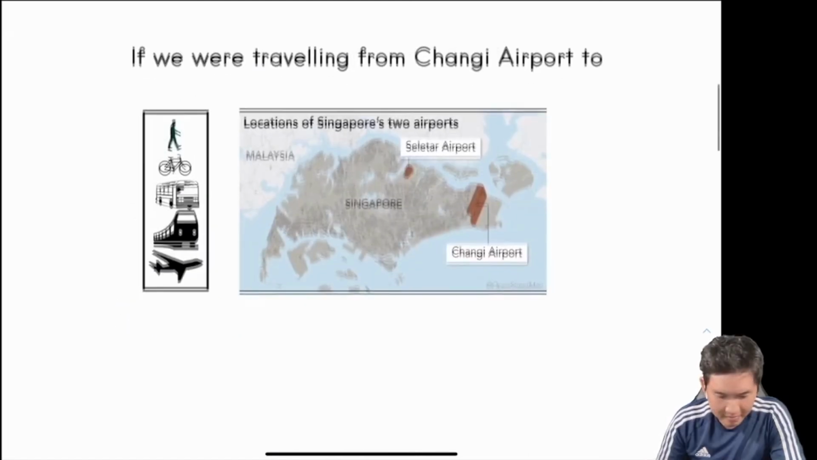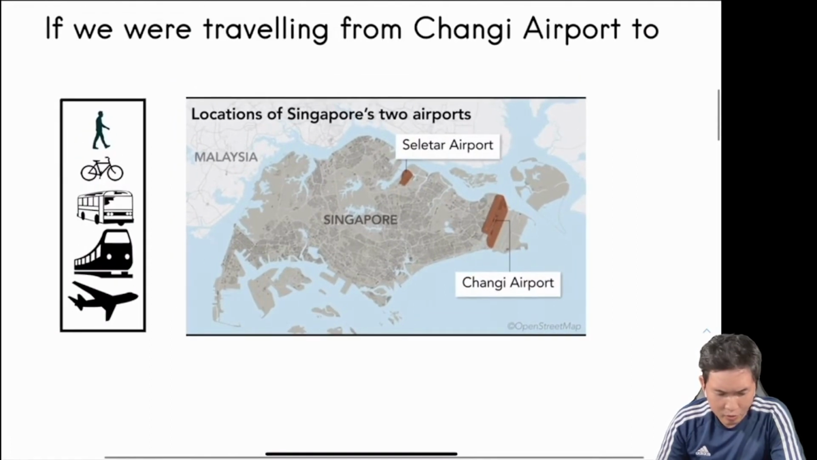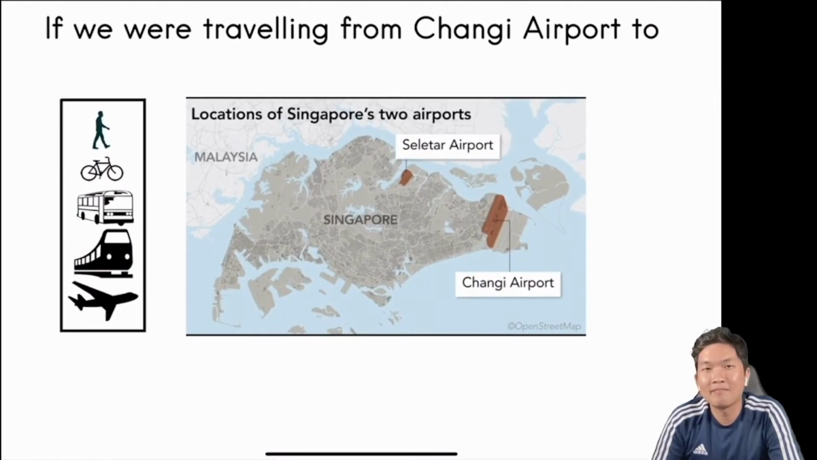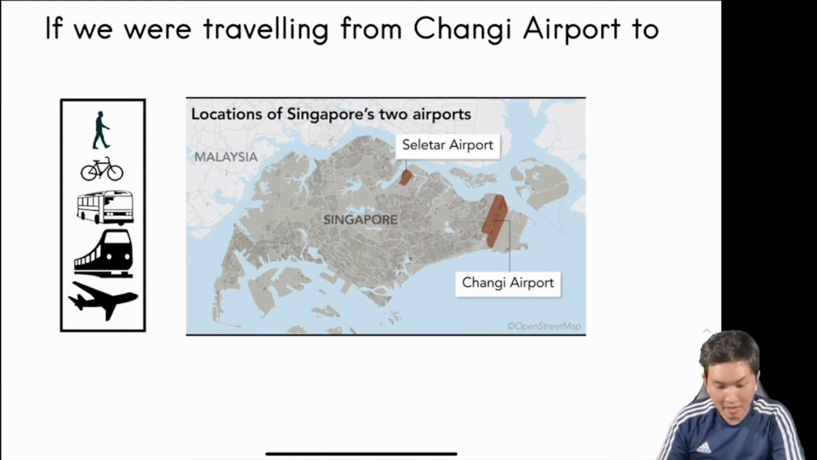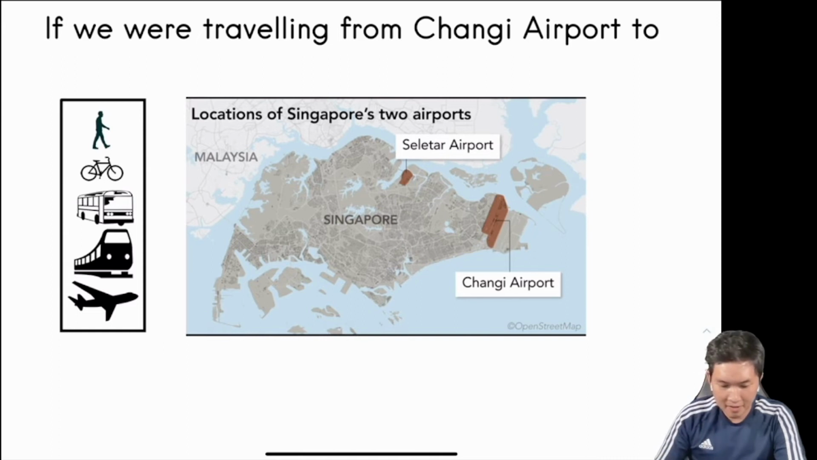Say you're traveling from Changi Airport to Seletar Airport now. Would you still pick the train? Is it the cheapest? Is it the fastest? If it's a direct train, yes, it could be the cheapest. Fastest? Not really, right? What could be the... plane will be the fastest, right? The plane will be the fastest.